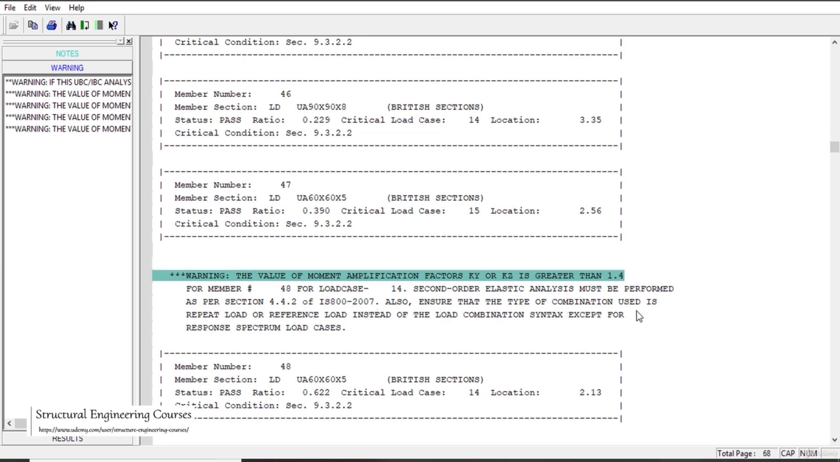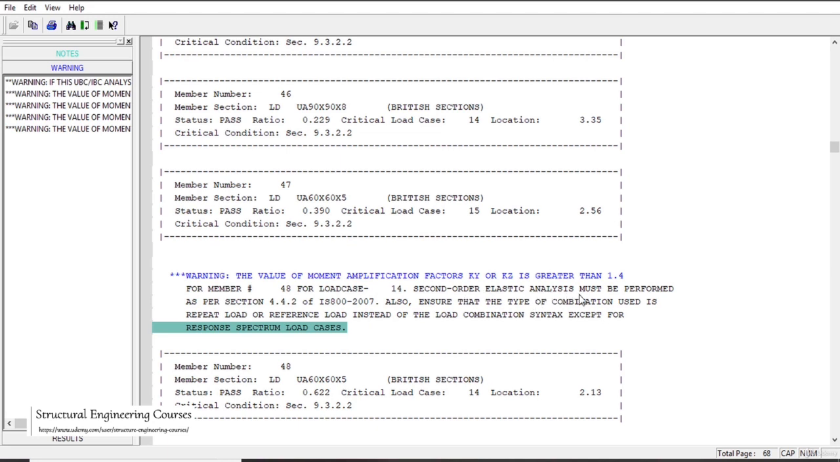Also ensure the type of combination used is repeat load or reference load instead of the load combination syntax, except for response spectrum or load cases. So there are various concepts that this warning is showing us here. Number one concept is that the reference load or repeat load cannot be used with the response spectrum load cases. So if we are using the dynamic load cases, then we cannot use the repeat load. Conceptually we can, but this is considered a weakness of STAAD, that repeat load cannot be used with the response spectrum load cases.